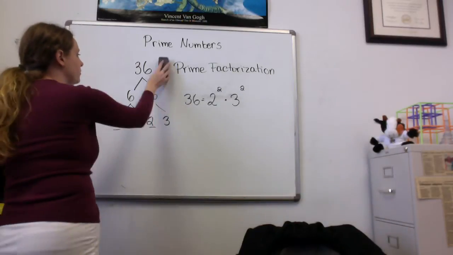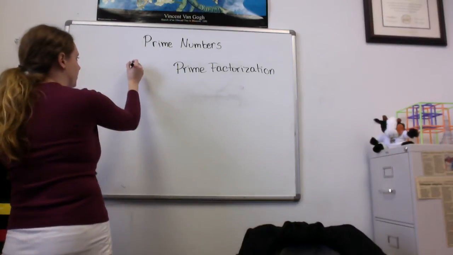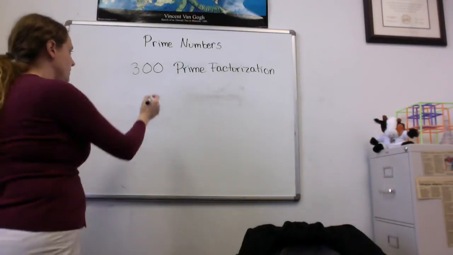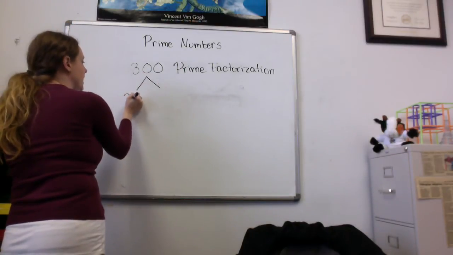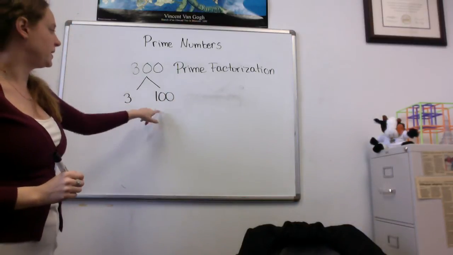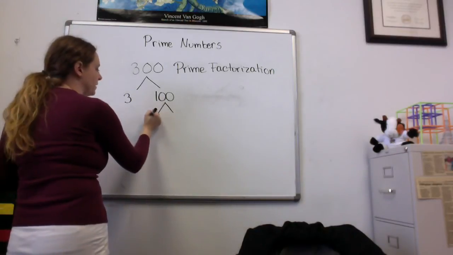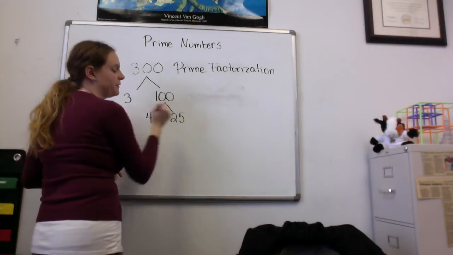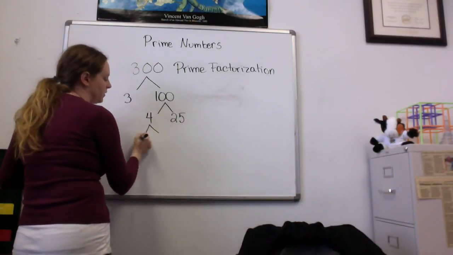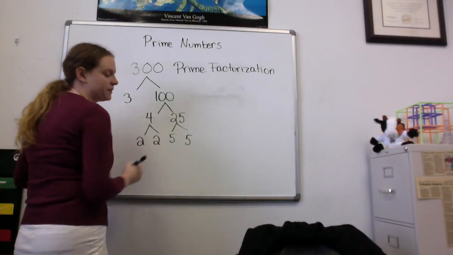Let's try 300. So let's do the prime factorization for 300. Again, do my factor tree. Most people would say 300 is 3 times 100. 3 is prime, but 100 isn't. Let's switch it up and say 100 is 4 times 25. I need to keep going because none of these numbers are prime. 4 is 2 times 2, and 25 is 5 times 5.